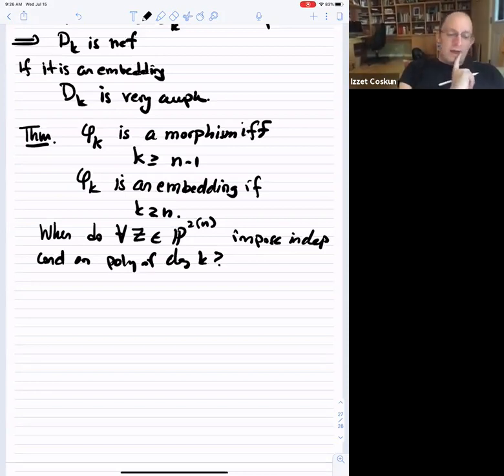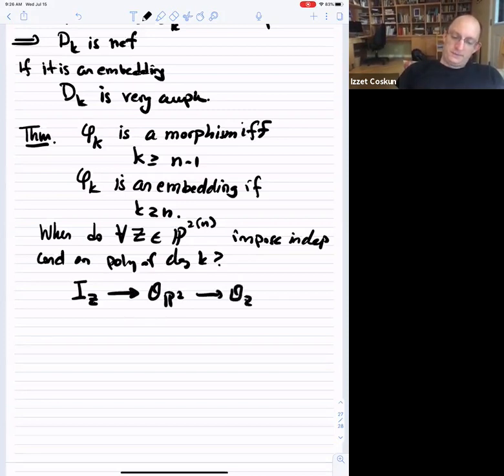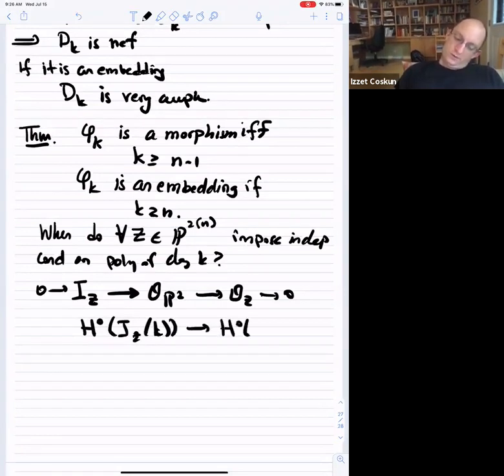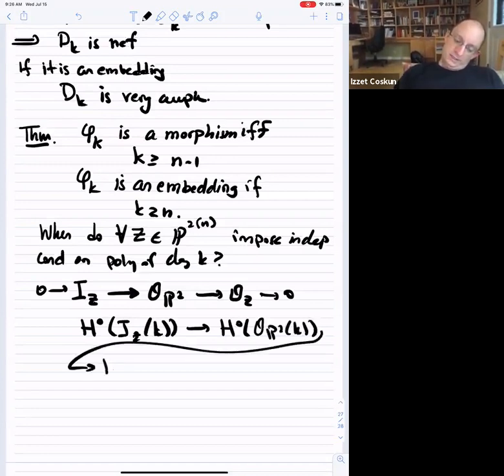There are various ways that you can do this. So let's look at it like this. Here you have IZ mapping to OP2, and you have OZ. So what's happening here is that we have H naught of IZ of K maps to H naught of OP2 of K goes to H naught of OZ of K goes to H1 of IZ of K, and then it goes to 0.